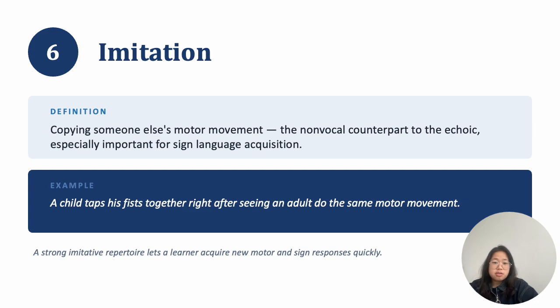A strong imitative repertoire lets a learner acquire new motor and sign responses quickly. And just like echoic, it becomes a valuable prompting tool once it's established, letting you model a response for the learner to copy across many different skill areas.